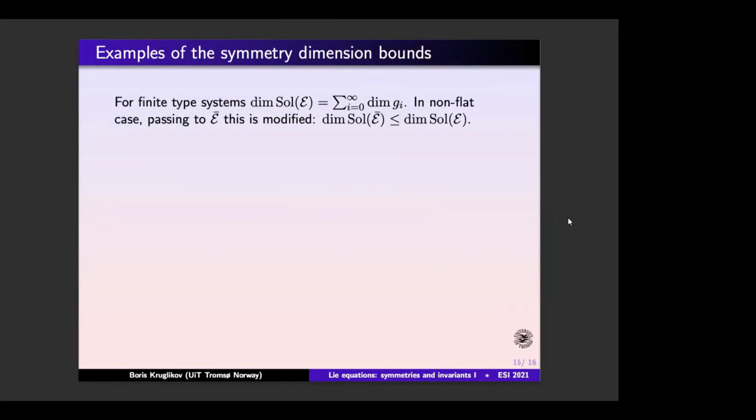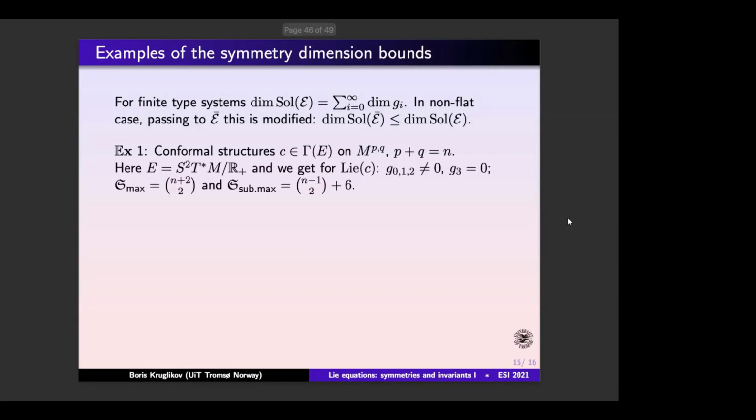Okay, let me give some examples. Now I will talk just about finite type systems. In this case, the maximal dimension of solutions is just the sum of symbols. It's actually a finite sum, because the G_i becomes zero after some time. Of course, if the system is not flat, then the dimension drops, so you don't get the maximal.